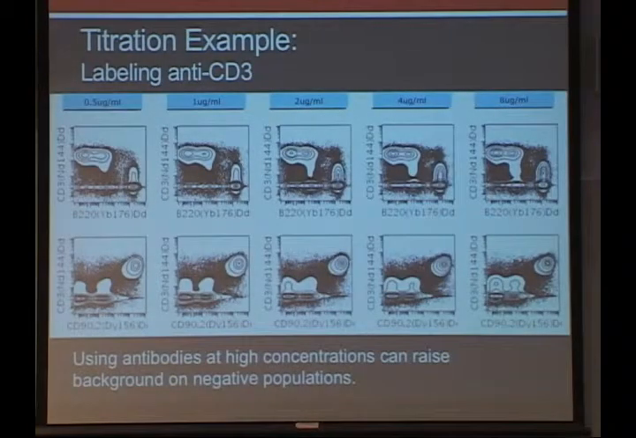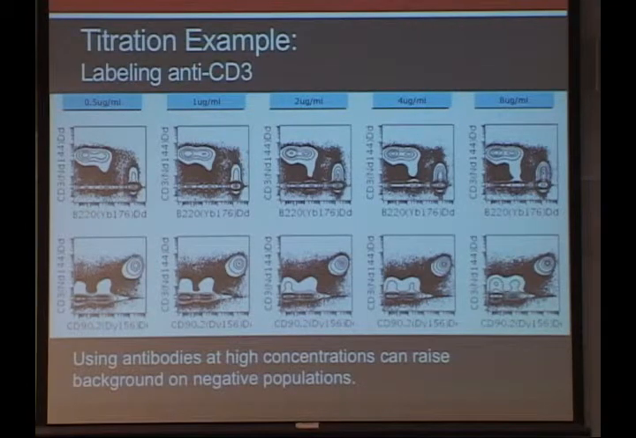Something else to consider: more antibody isn't really always better, especially when you're working on fixed permed cells, as Peter mentioned. So here I've labeled anti-CD3, and I'm showing you biaxials with CD3 against B220. So CD3 obviously being our T-cell marker, part of the TCR signaling complex, B220 being a B-cell marker in mouse. And then at the bottom there, CD3 by CD90, both of which are T-cell markers.